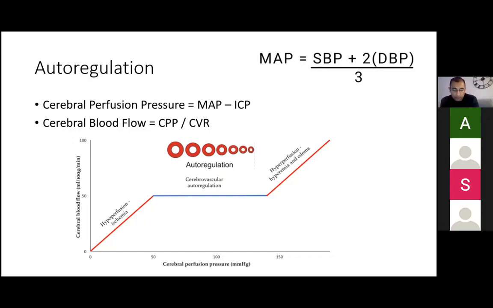And going to the back end of the curve, if you lose that autoregulation and cerebral perfusion pressure continues to decrease, then we get hypoperfusion, ischemia. So this is what we call autoregulation. Autoregulation is trying to maintain the cerebral blood flow by changing the cerebrovascular resistance.